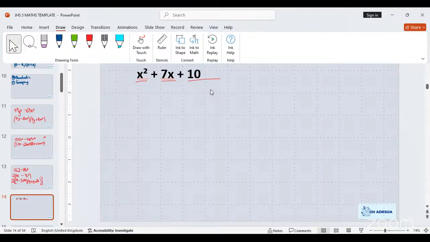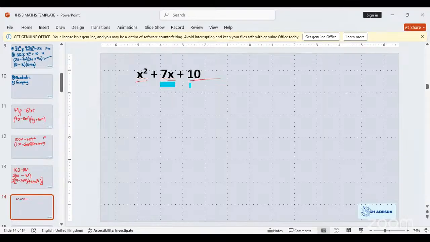All right, so x squared plus 7x plus 10. This is what we're going to do. We'll look for two numbers that will satisfy two conditions. We'll look for two numbers which, when added, give us 7x, and when multiplied, give us 10. We are looking for two numbers which, when added, would give us our 7x, and when multiplied, will give us 10.